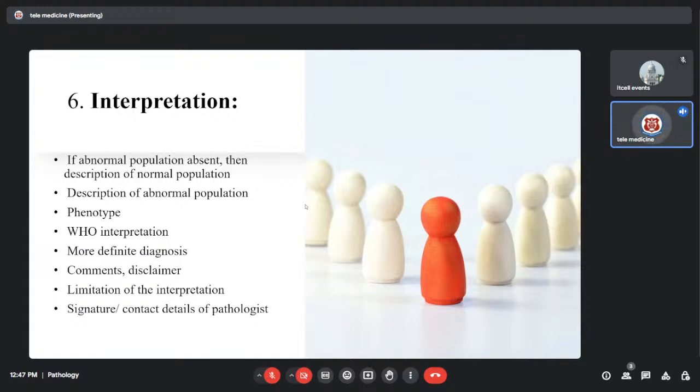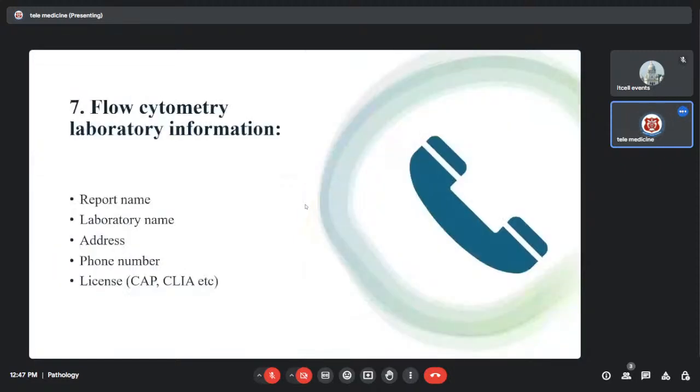Any comment or disclaimer, like your sample is not adequate or it is diluted, okay, you have to mention that. Limitations of the interpretation, like if it's a case of mantle cell leukemia, you need a cyclin, you cannot just go on flow cytometry, you have to mention that limitation of your test. Okay. And lastly, signature.